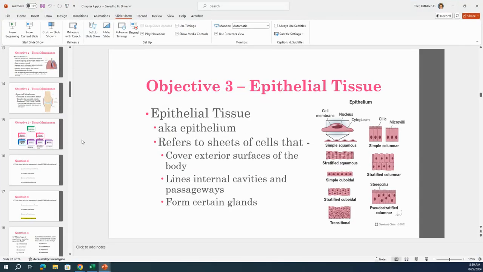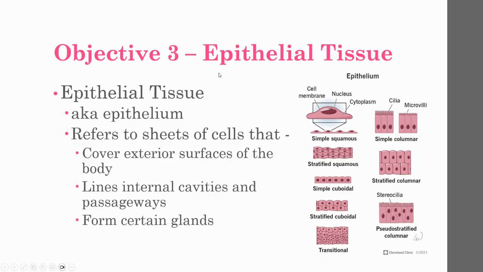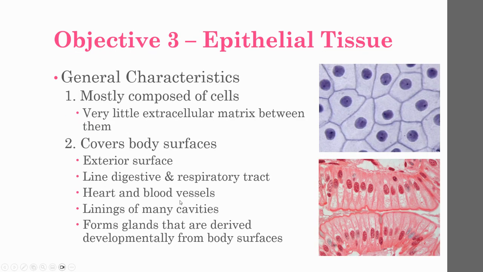Alright guys, this video is going to cover Objective 3, which is all about epithelial tissue. As we mentioned earlier, epithelial tissue covers and lines, and its main job is to cover the exterior surfaces and protect us from the outside, and it's also going to line all of the internal cavities. In addition to that, it's also going to form a lot of our glands. And so just some of the general characteristics.